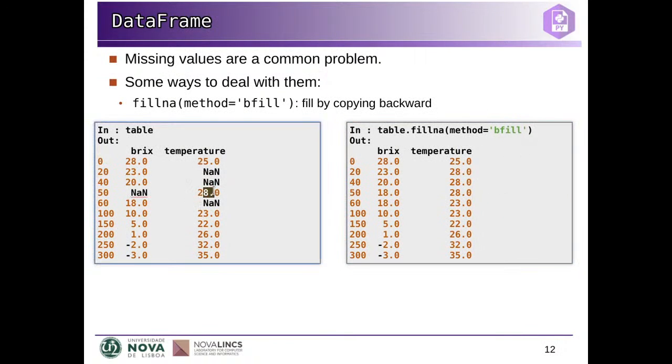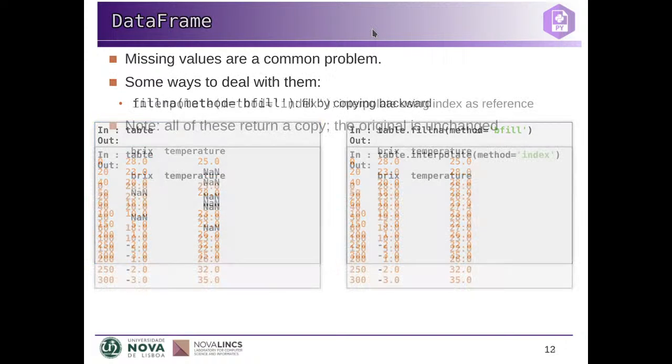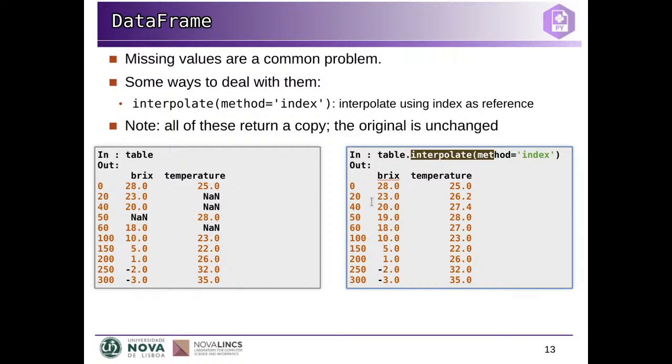This copies the 28 backwards here, or you can interpolate. So you can use this interpolate based on the index, and this does linear interpolation between the values that you have and the values that are missing to create new values inside. Of course, using each particular method will depend on your data and the purpose of your analysis, so you need to think about which one would be more appropriate. But the idea here is to illustrate how easy it is, depending on what you want, to drop the rows that have missing values, fill them by copying values, fill them by interpolation, whatever you need, depending on the problem you're trying to solve.